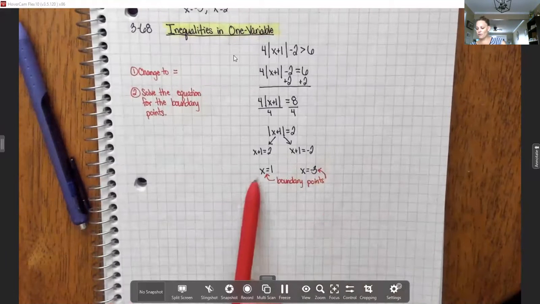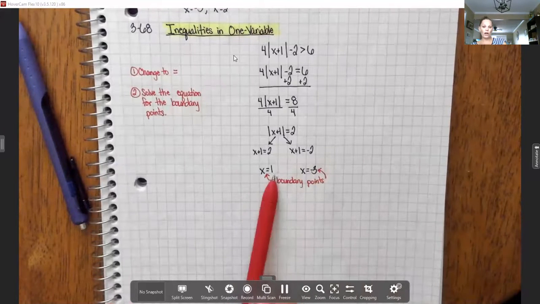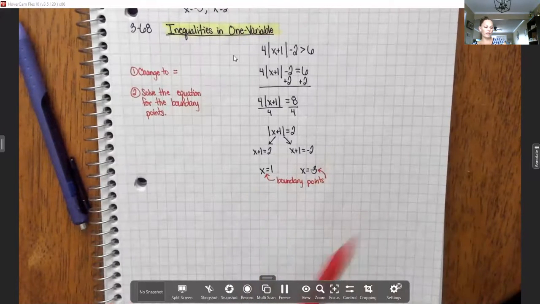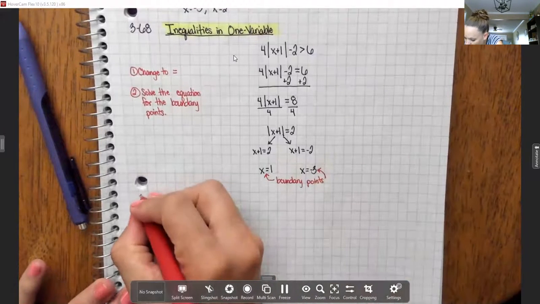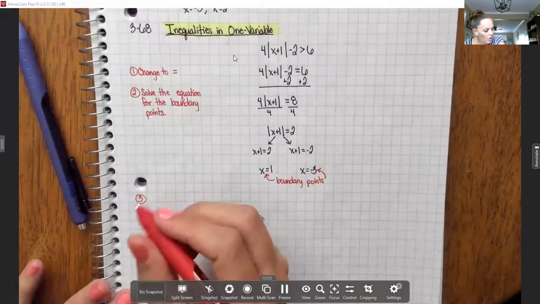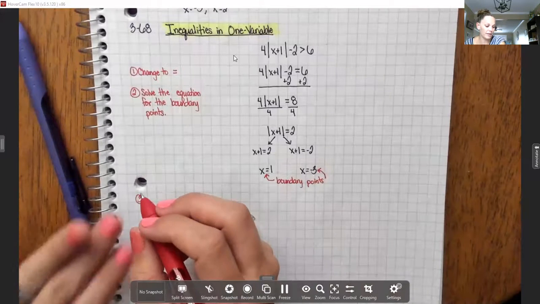So you want to be careful. These are not your answers. Those are the boundary points when you go to put this on a number line. So that's going to be what step 3 says. Plot the boundary points on the number line.